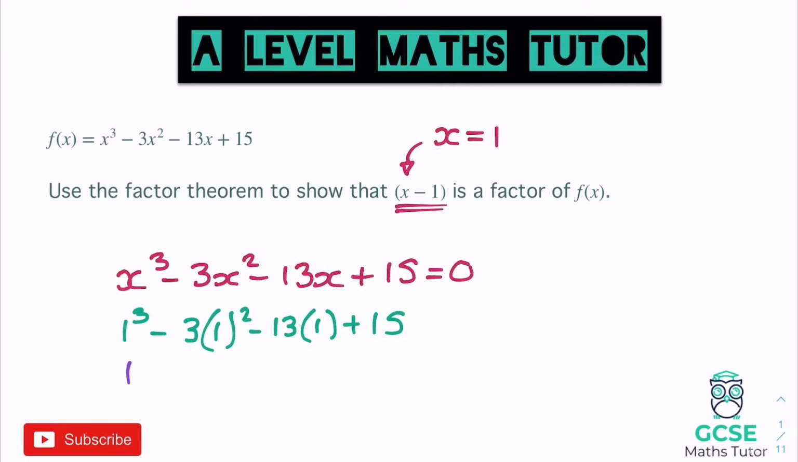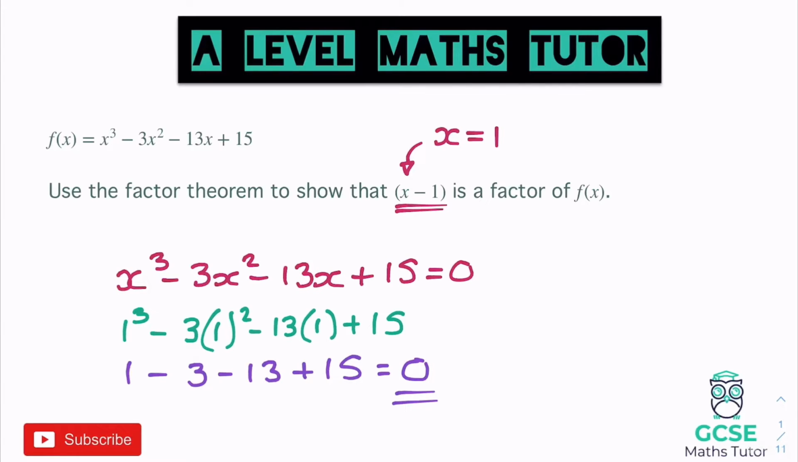So 1 cubed is 1, take away 3 lots of 1, which is 3, take away 13, and then add 15. Now to be fair, we could probably do this one without a calculator, that's not too bad. 1 minus 3 is negative 2, take away 13 is negative 15, and then add 15 gets us back to 0. There we go. So it does give us the answer 0, and therefore it must be a factor of this cubic.